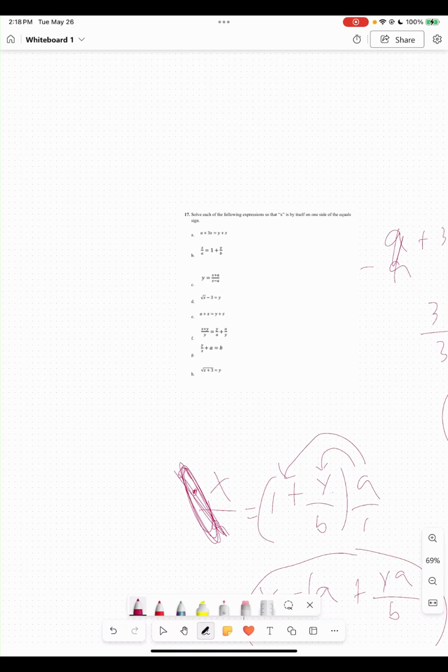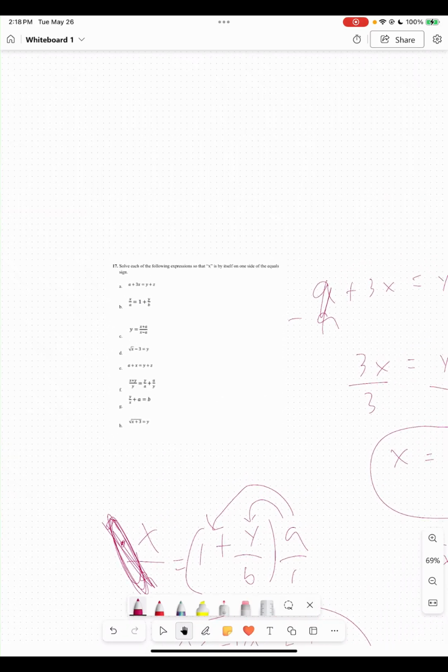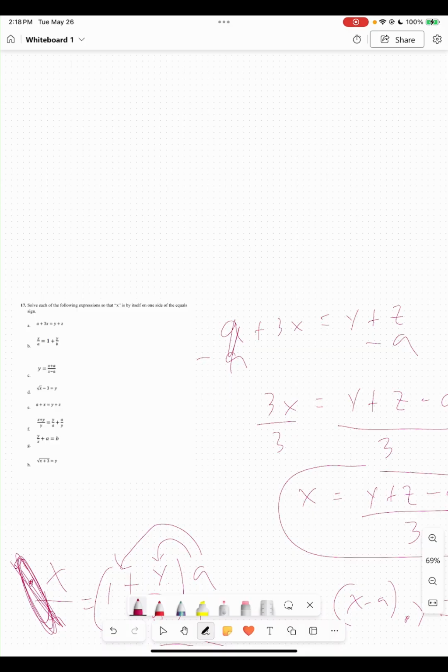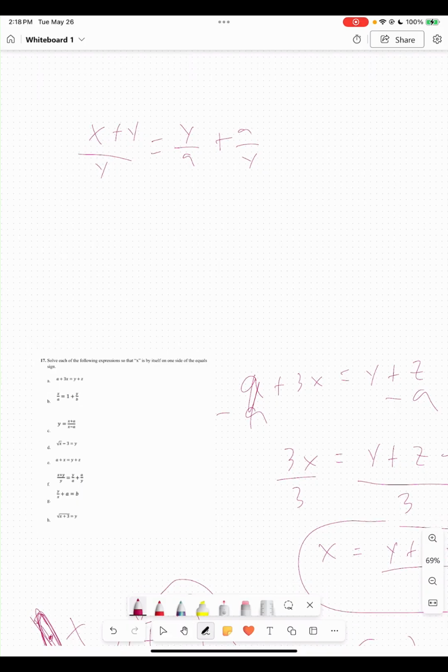(x plus y) over y equals y over a plus a over y. Oh, that one's not too bad either. So this one looks a little annoying, but actually isn't too bad. I want this x by itself, so first thing I'm going to do is multiply everything by y to get it out of the denominator here.